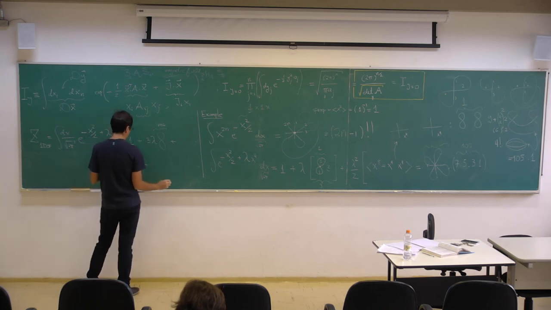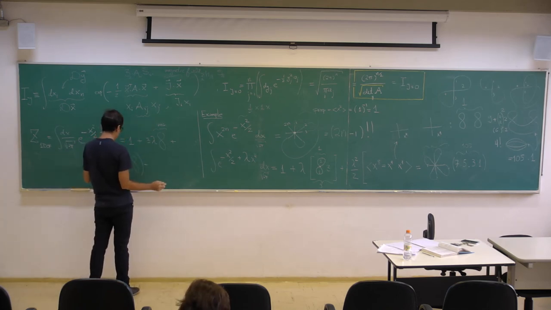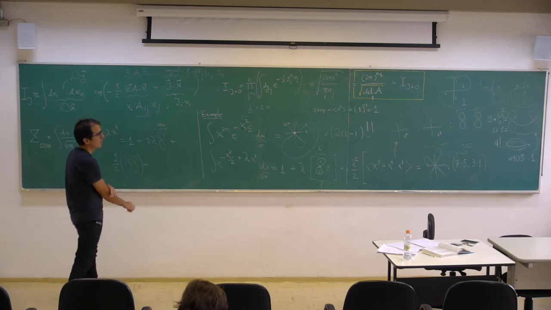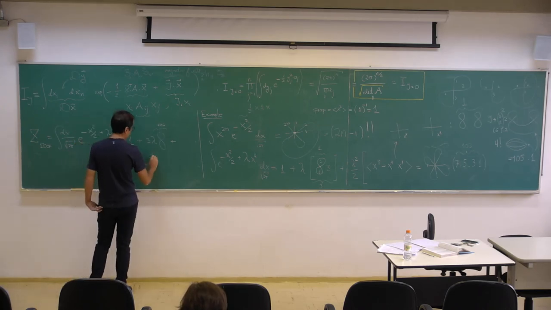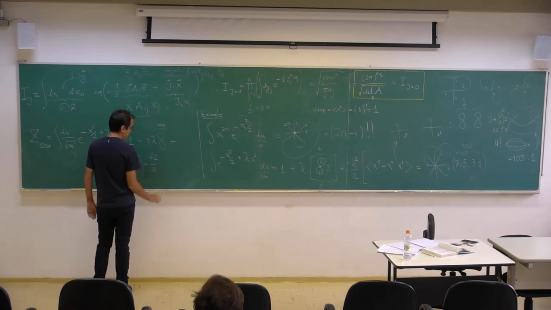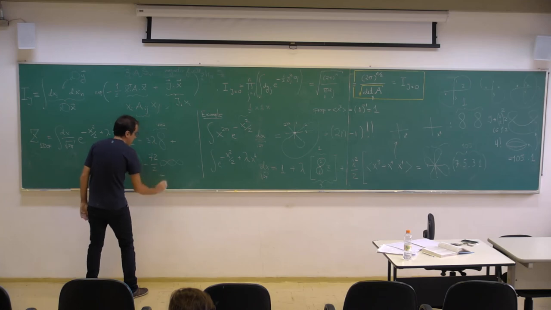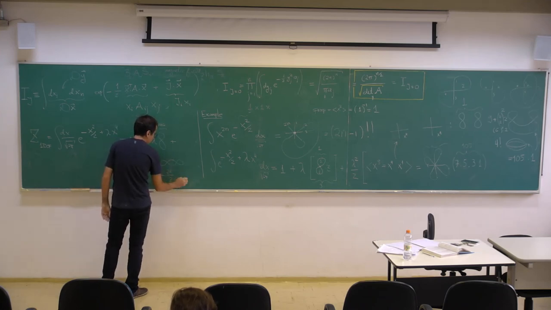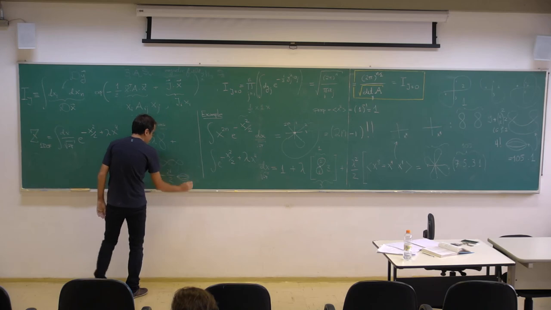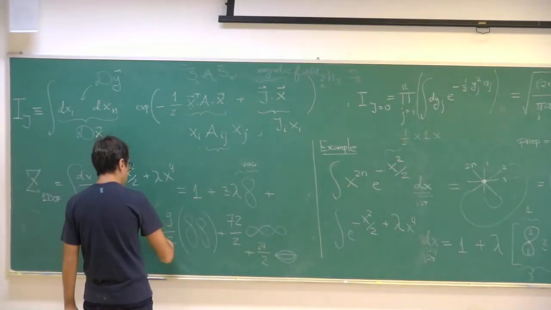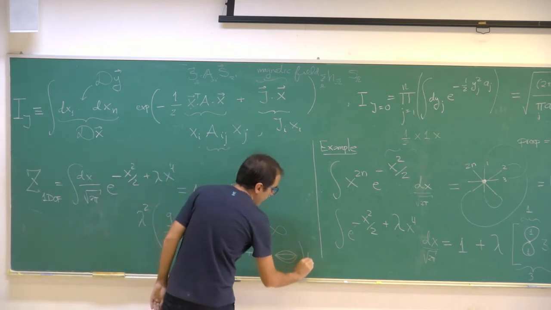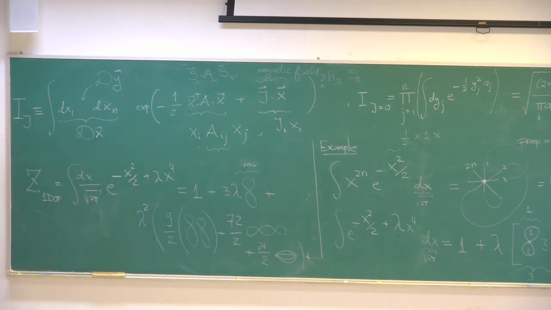Plus, what was the other one? We said 36 over 2 times this graph, plus 24 over 2 times this graph. All this times lambda squared. Plus, and that's one way of thinking of the 105; another way is just thinking of an 8-point vertex.